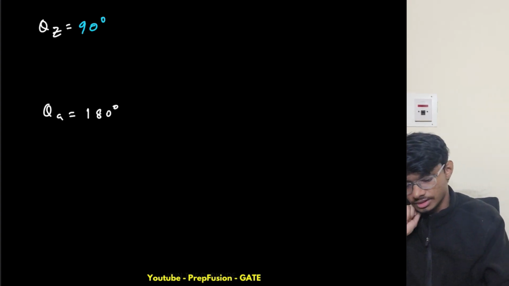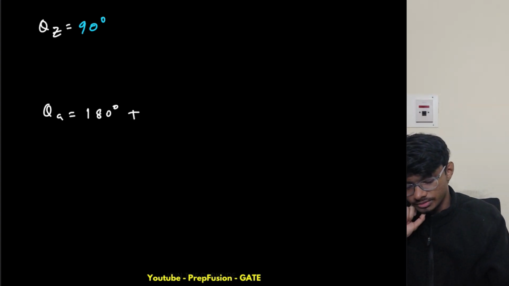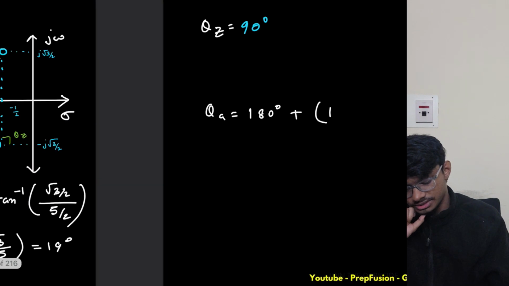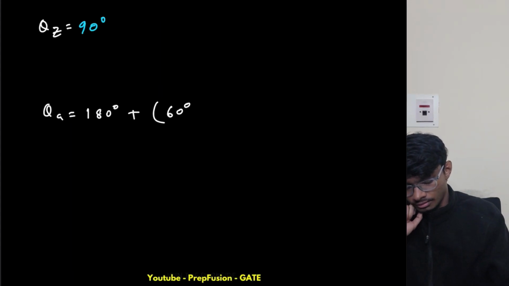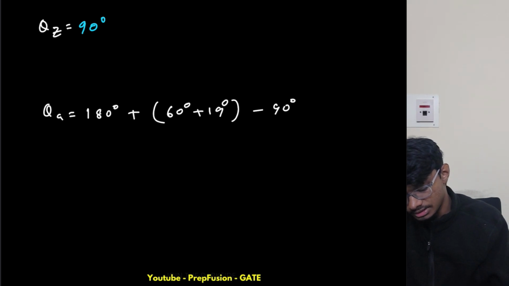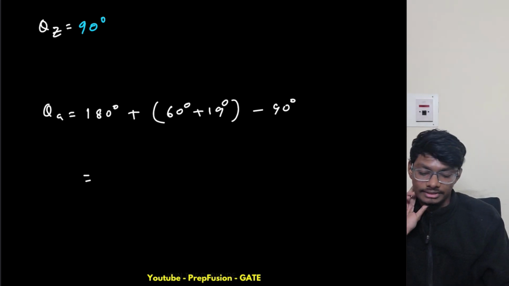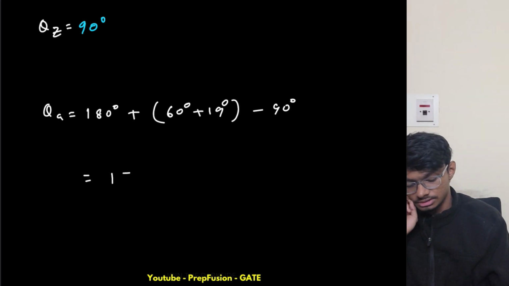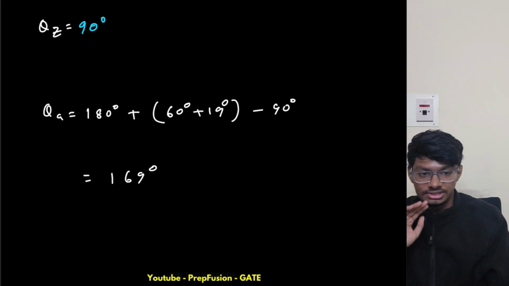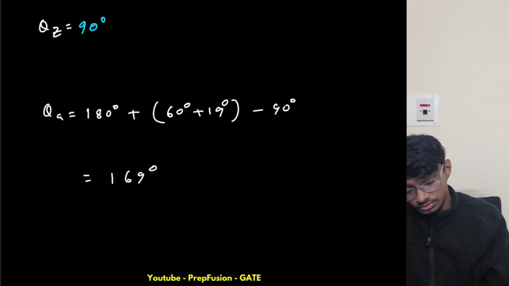Now what is my angle? I will put all of this into the formula. So this will be simply 60 plus 19 minus 90, theta z is getting subtracted. So this is basically almost 80, and then minus 90. Finally, this will be 169 degrees almost. So yeah, I hope you understood the concept basically.